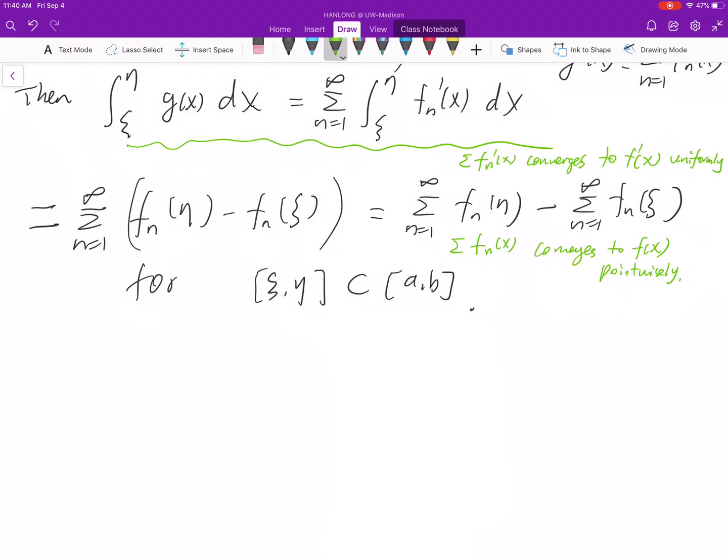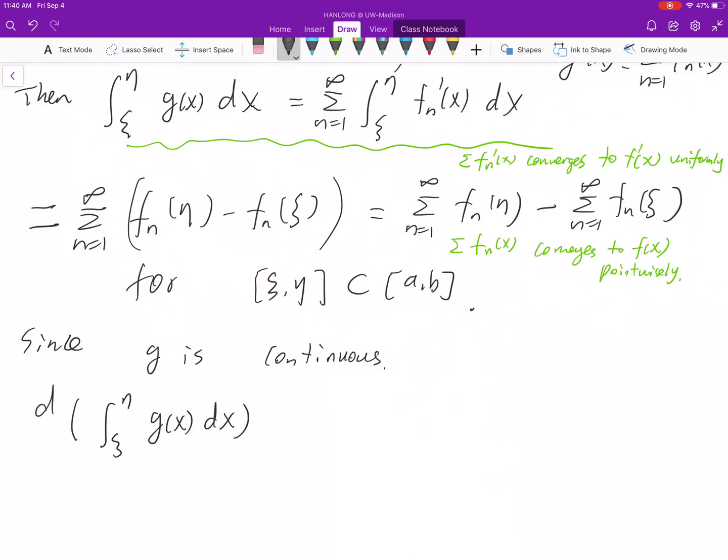Now we're almost there. Since g is continuous, then we can take a derivative of both sides with respect to η.